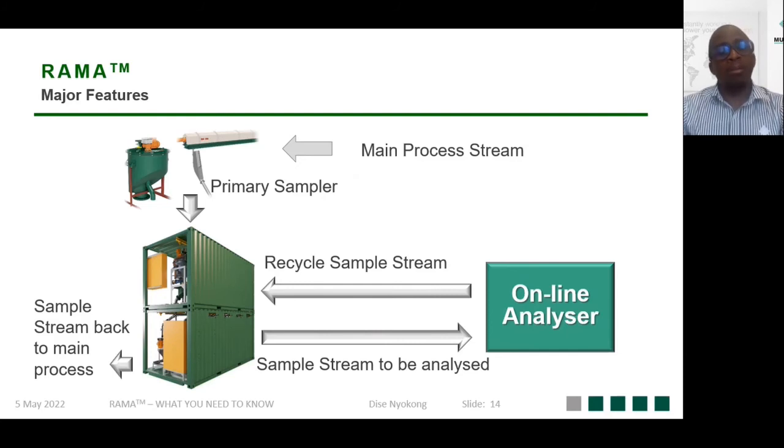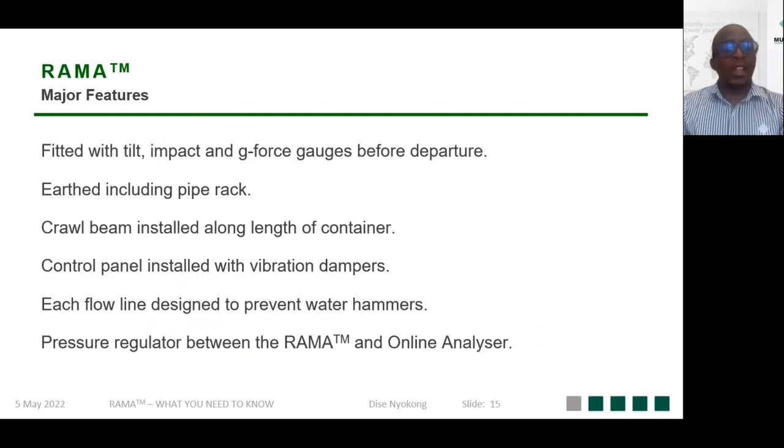So what other benefits does this setup bring to the whole sampling system? The container itself is fitted with tilt, impact, and G-force gauges before departure. This is to help during handling, loading, and offloading, and to prevent damage to the equipment that is being installed inside the container. The container itself is also earthed, including the pipe rack inside the container. This is to prevent any lightning and injuries.